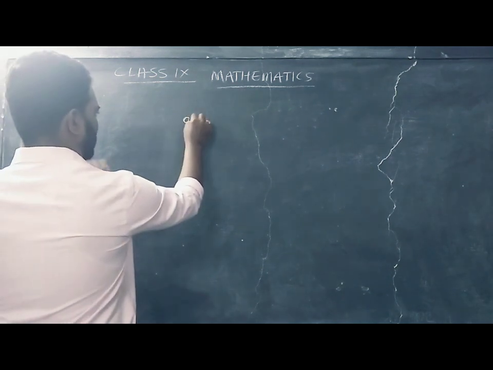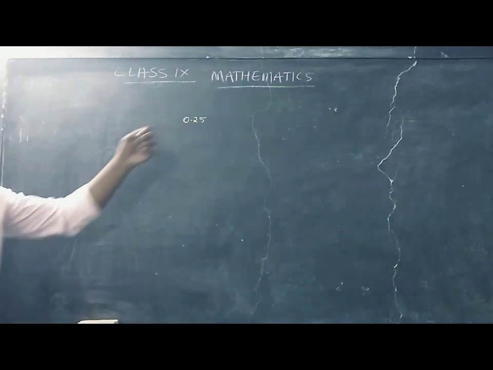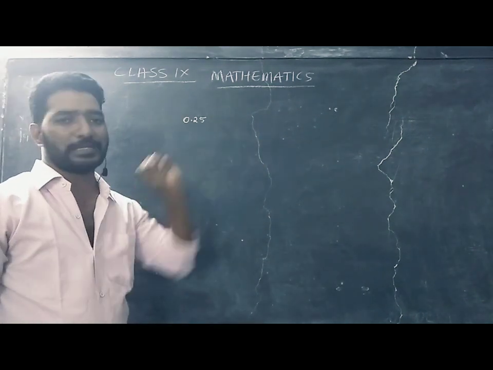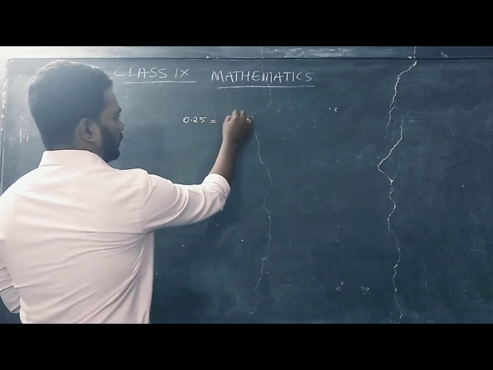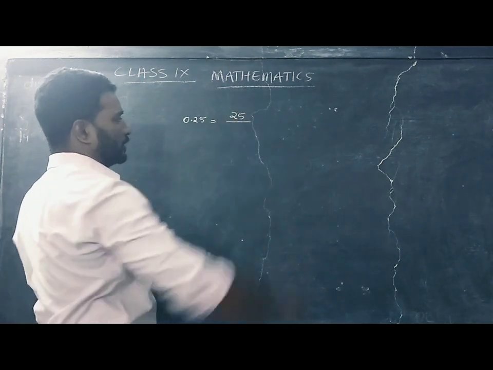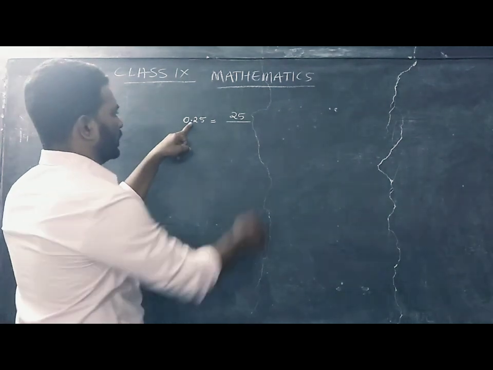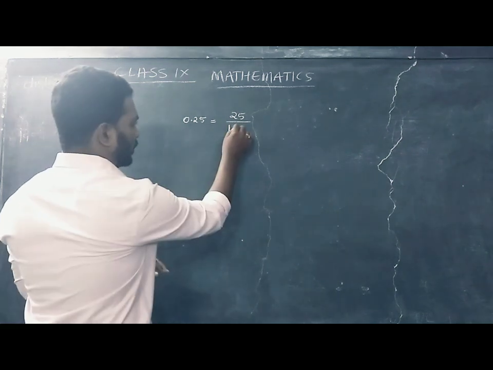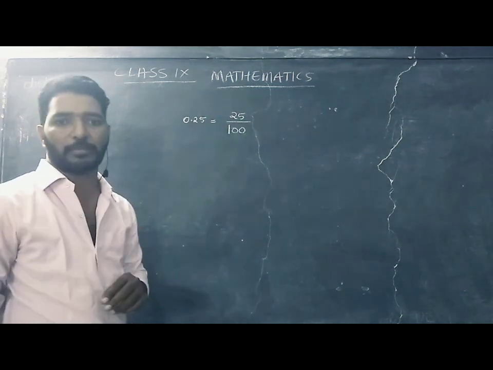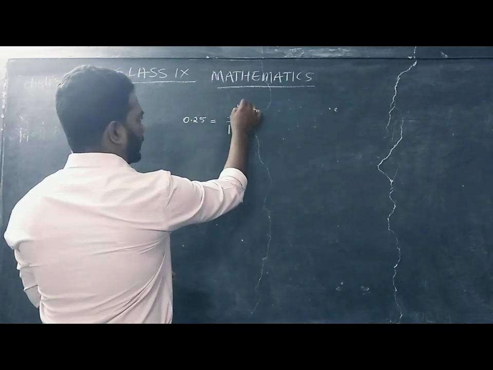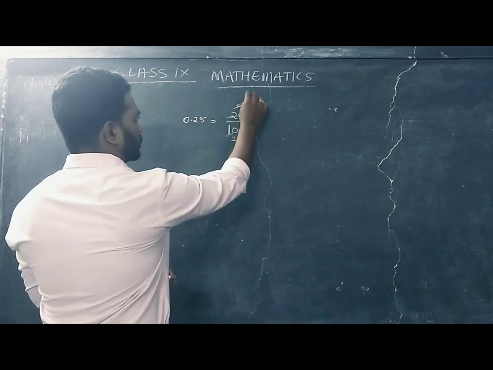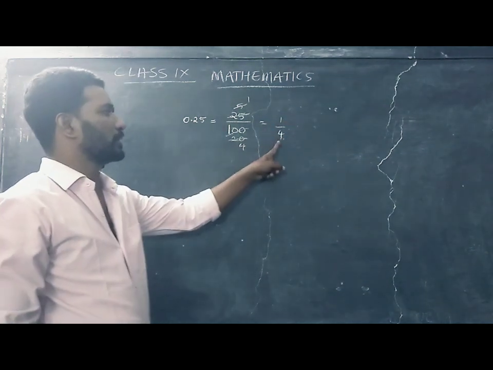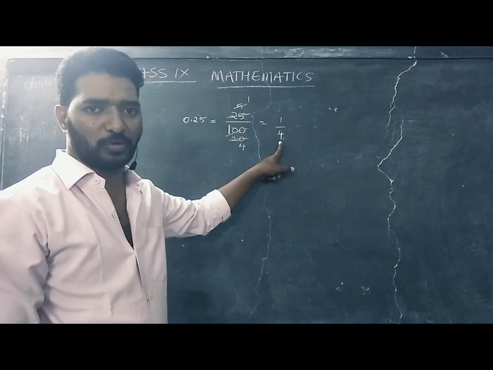Suppose this is the decimal 0.25. This decimal also can be written in the form of rational numbers. How? First of all, I am writing 25 in the numerator, remove the decimal point and write 1 in the denominator. After the decimal, how many digits are there? 2. So we are going to get 25 by 100. 5 fives are 25, 5 fours are 20. So the value is 0.25 and it is also written in the form of 1 by 4.